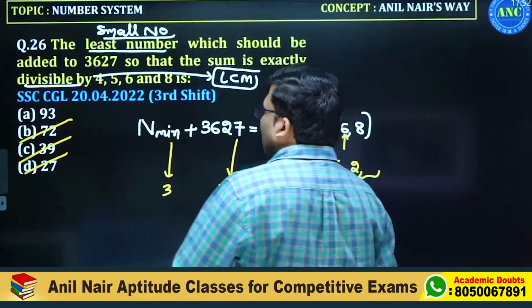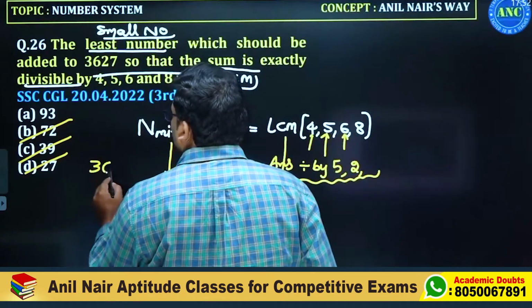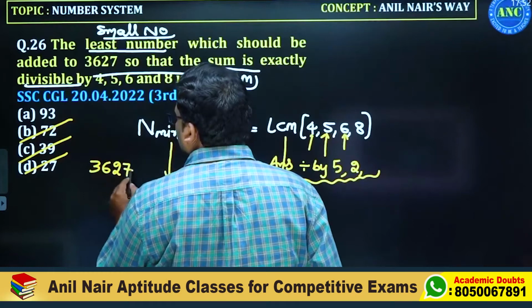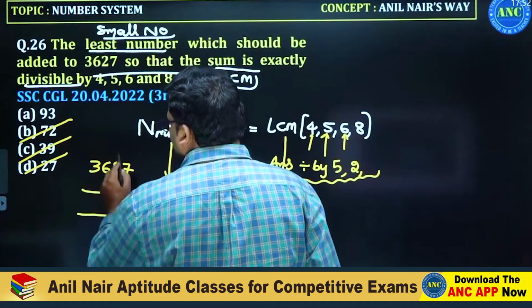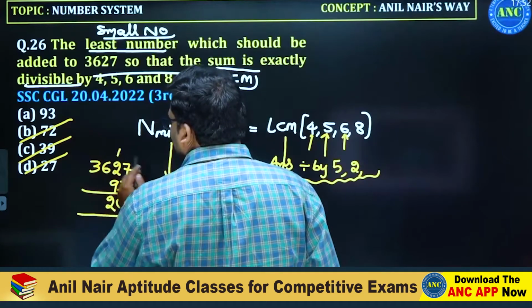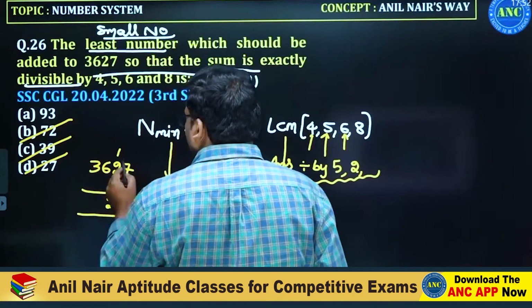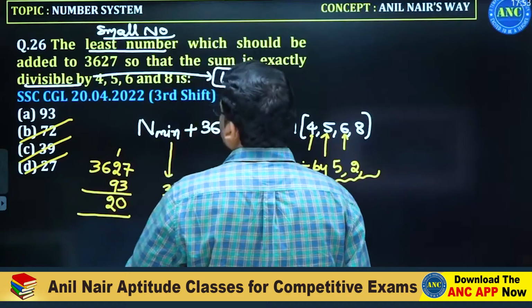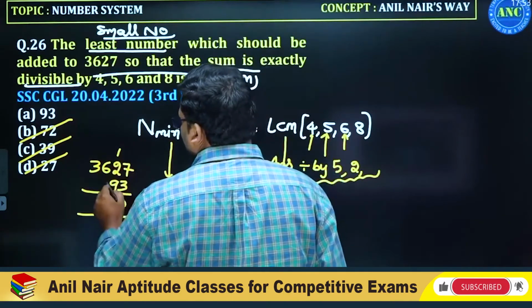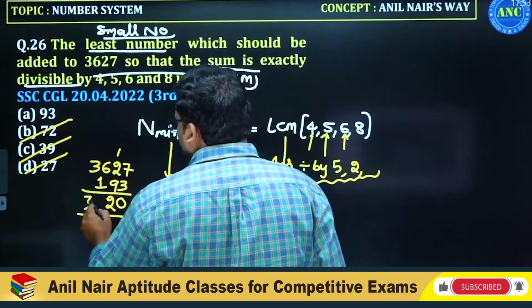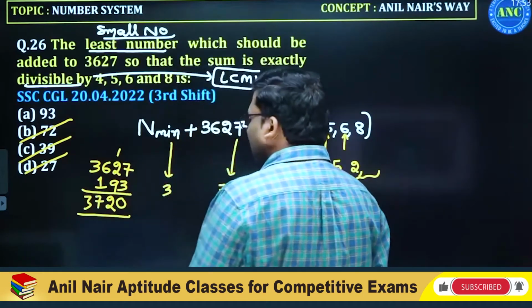Let us check 3627 plus 93. Adding, 7 plus 3 is 10, 9 plus 2 is 11, 11 plus 1 is 12. So it is becoming 3720.